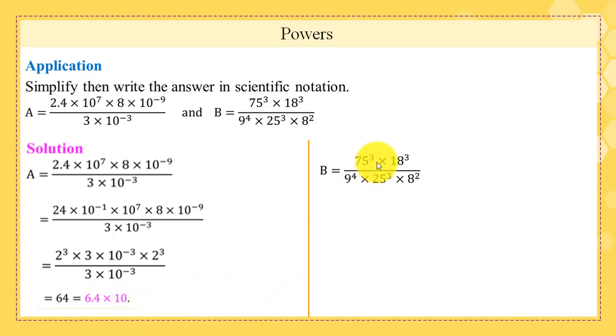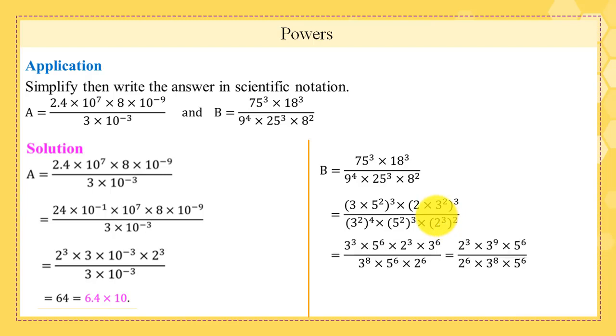Now B equals 75 power 3 times 18 power 3 over 9 power 4 times 25 power 3 times 8 to the power 2. Here there is no decimal point, so we start by decomposing the numbers 75, 18, 9, 25, and 8, writing them as a product of prime numbers. 75 is 3 times 5 power 2. 18 is 2 times 3 power 2. 9 is 3 square. 25 is 5 power 2. And 8 is 2 power 3.